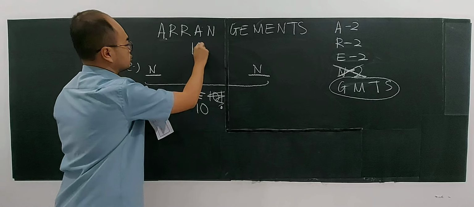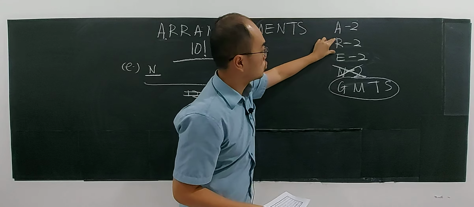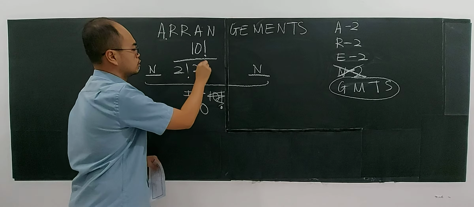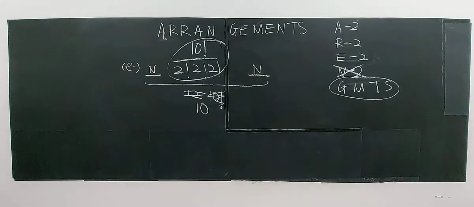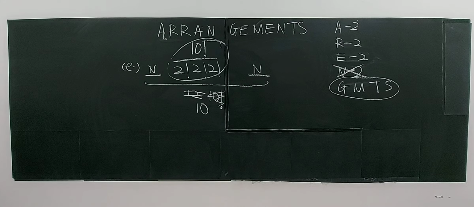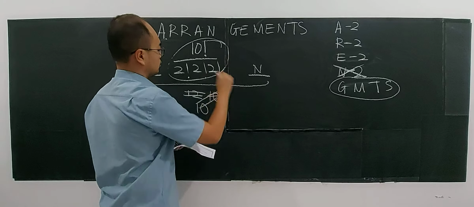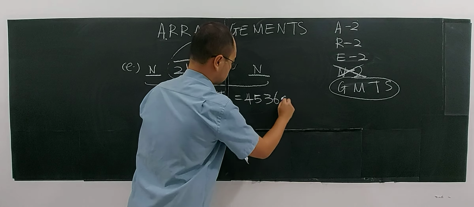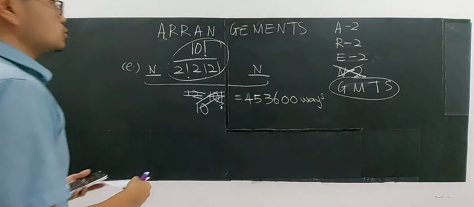So the 10 factorial, among the remaining, we have 2A, 2R, and 2E. That's all. Very simple. We just divide by 2 factorial, 2 factorial, 2 factorial. So this will be the number of ways to arrange with both ends occupied. Alright, the answer will be 4, 5, 3, 6, 0, 0 ways. Right, I think that's all for these problems. Hope you understand.